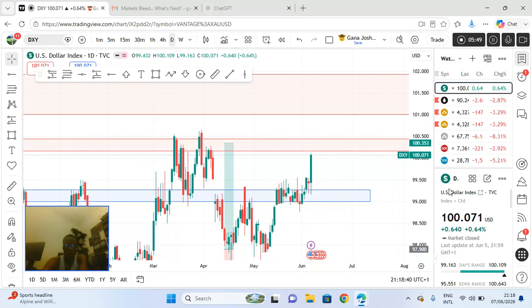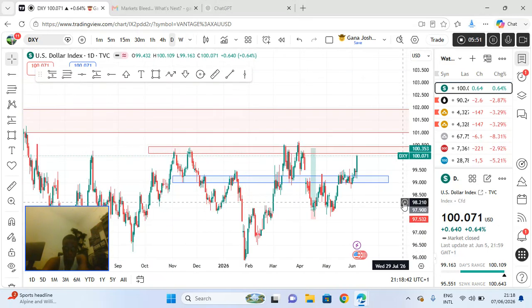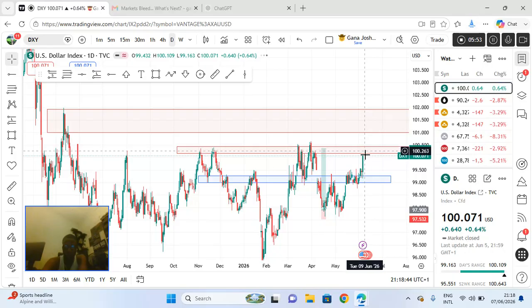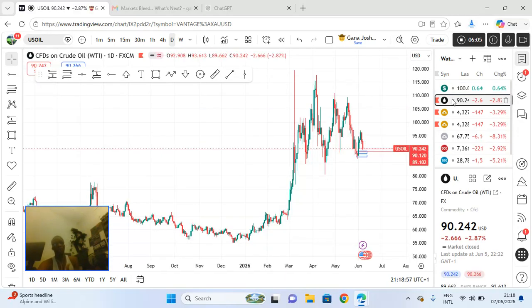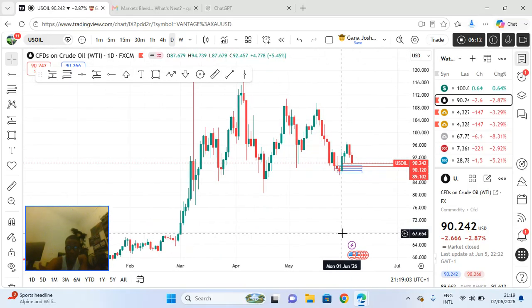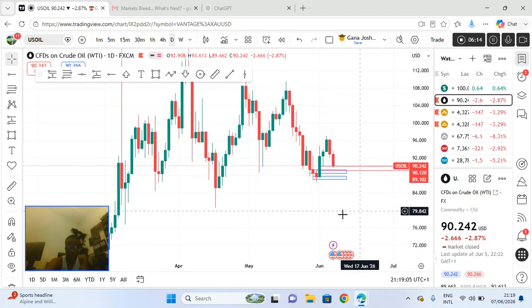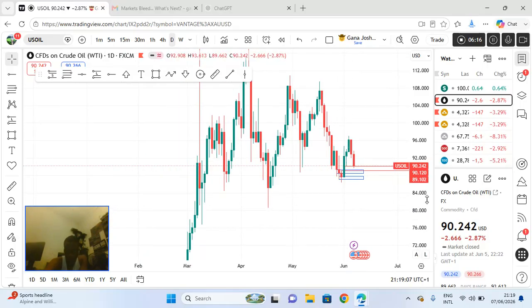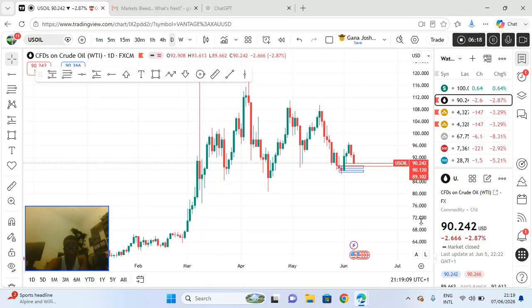But overall, we're approaching some level, so I'll be expecting some push to the upside. Because of this, the market might gap it. Who knows? So let's head on to check oil. With that being said, oil has something to do with USD too. So what's the play here?